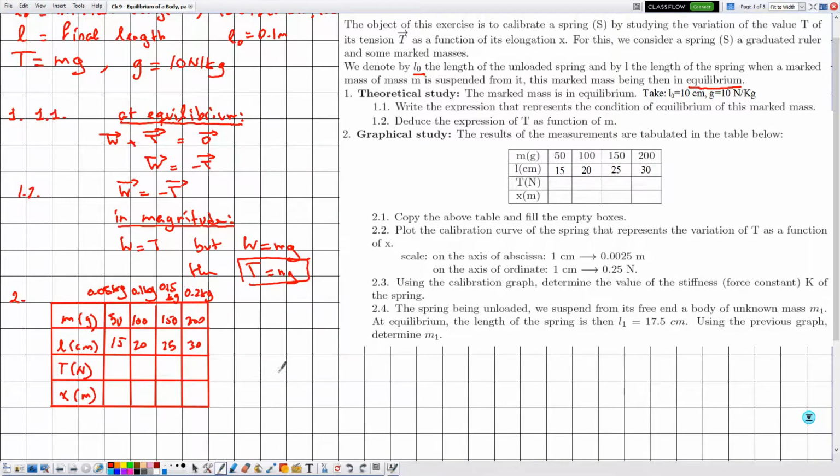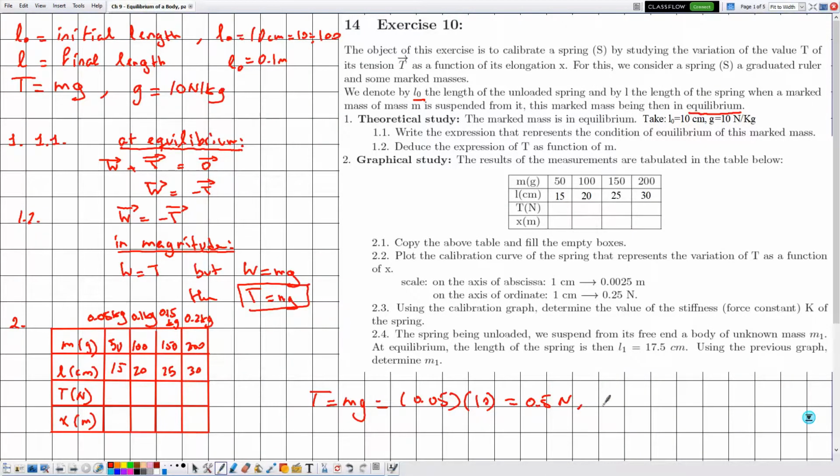That are given by, so we have that T is equal to M multiplied by G. We know that the value of M is given by 0.05 and the value of G is given by 10, so this is 0.5. Everything is expressed in the SI, so this is in newtons.